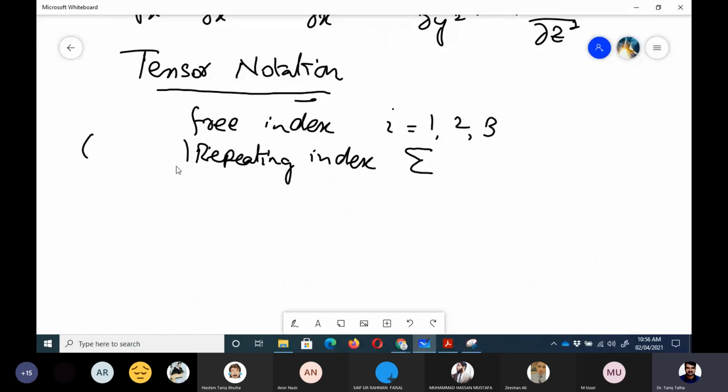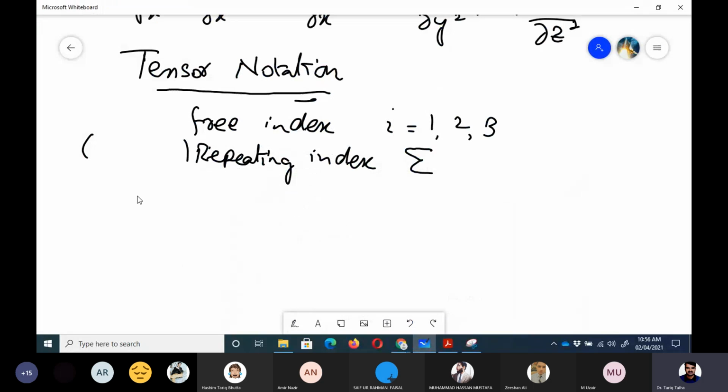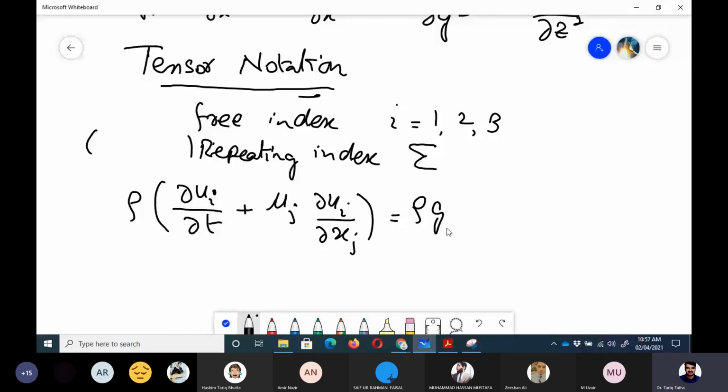So I am writing the Navier-Stokes equation now in the tensor form. The acceleration term is on the left hand side. So we can say that rho into partial u_i, now I am using the free index here, partial u_i by partial t, plus, here I would write u_j partial u_i upon partial x_j, is equal to rho g_i minus partial p upon partial x_i plus mu into partial squared u_i divided by partial x_j squared.